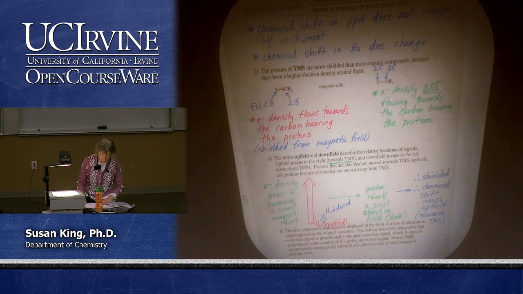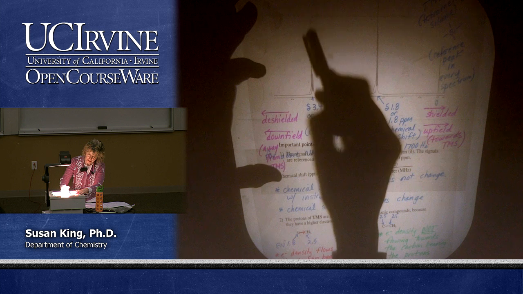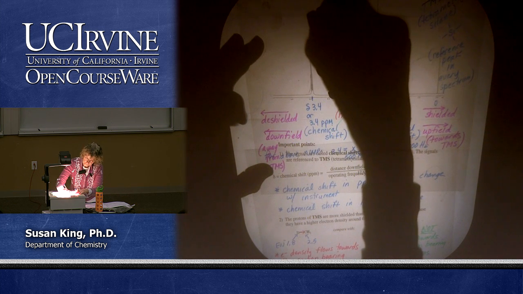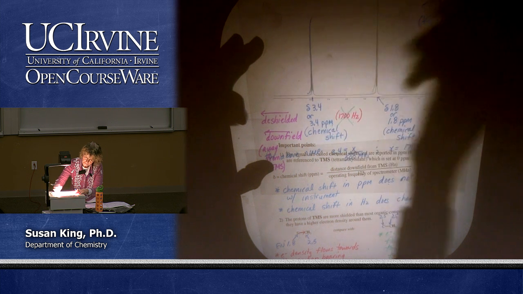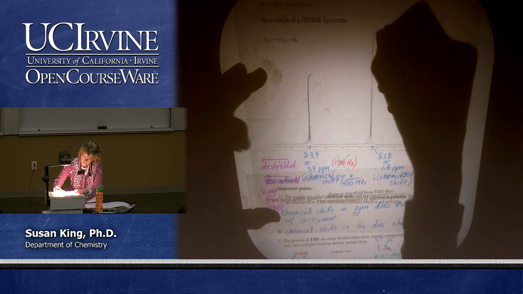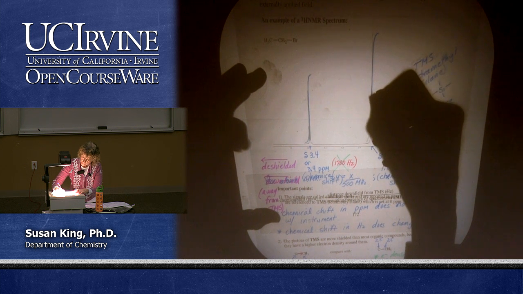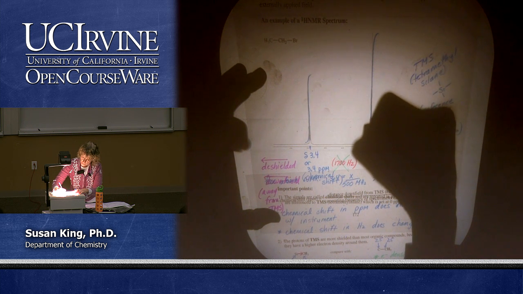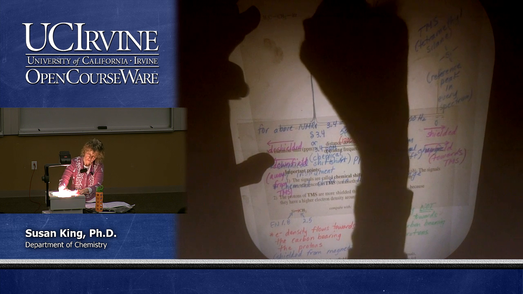All right, couple more things. The area underneath each signal is displayed in the form of a line of integration superimposed on the original spectrum. So let's put this back up again. You can kind of see it right here. Let me trace over it. That's the integration for that peak. That's the integration for that peak. Okay? So those are the integration lines.